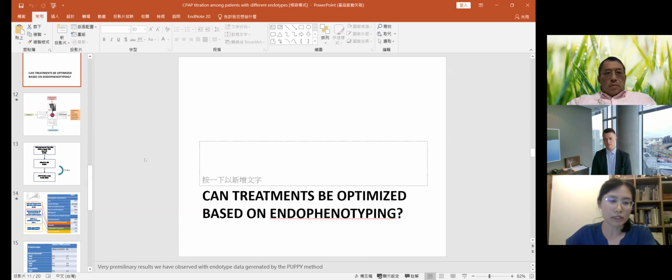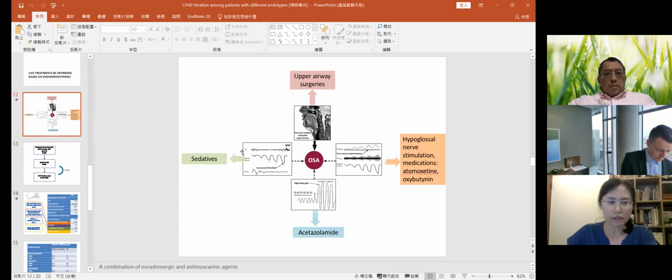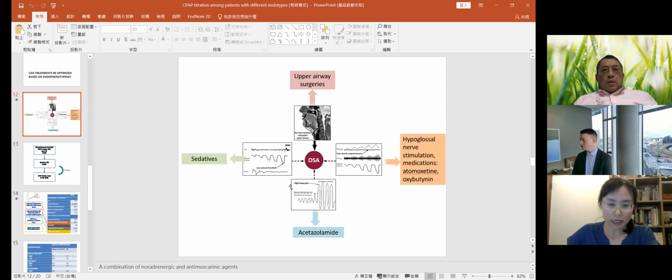It is exactly what clinicians care about the most. I have checked the literature, and we have found some reports about how treatments can be specified for the endophenotypes. For example, for patients with very poor upper airway muscle responsiveness, hypoglossal nerve stimulation would be a good choice, and also medications such as atomoxetine and oxybutynin. For patients with high loop gain, we would like to stabilize their respiratory patterns, and acetazolamide is a good choice.